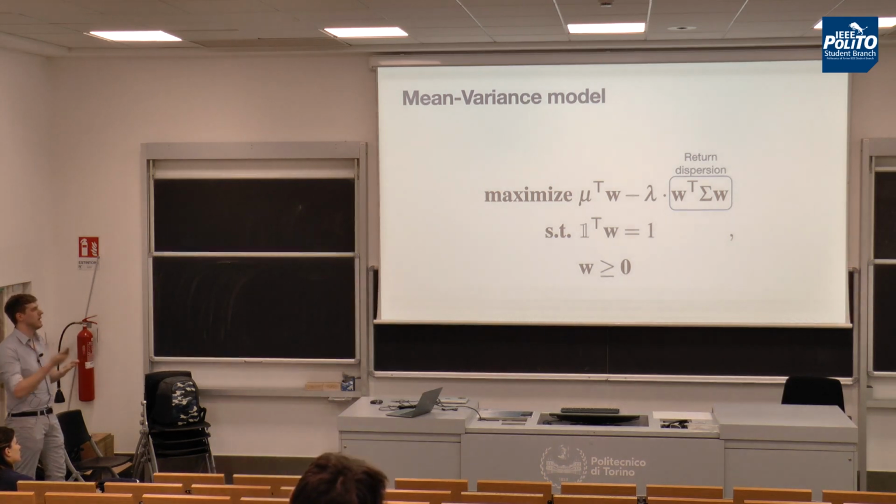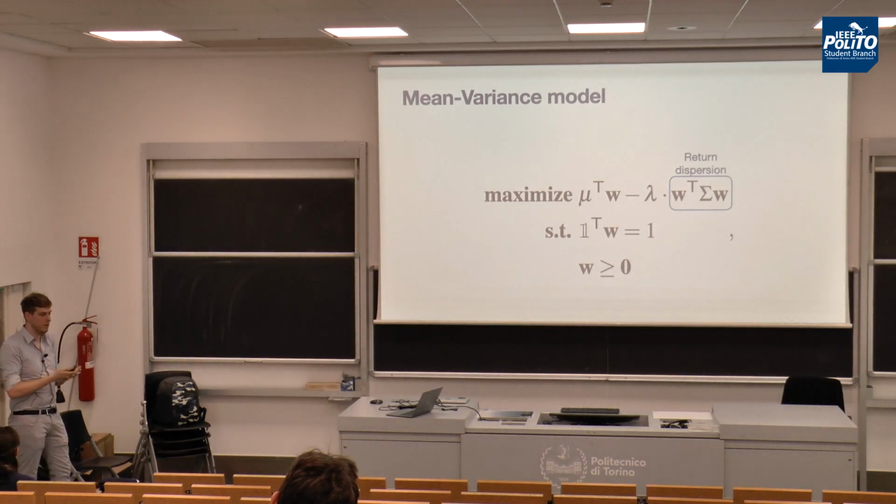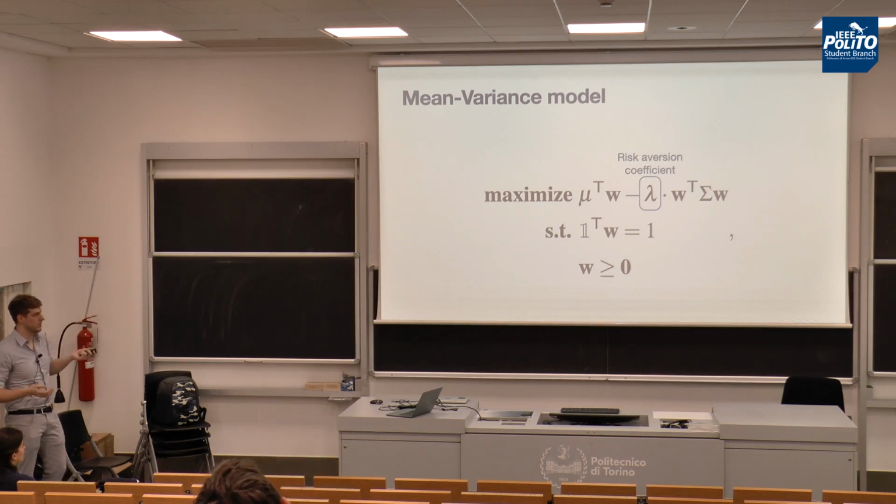Of course, the higher the return dispersion, the more risk is in the portfolio, because with higher variance you can have higher returns, but also bigger drawdowns. For this reason, we have the lambda, the risk aversion coefficient: the higher it is, the more averse to risk the portfolio is, because if you put it to 1, we are going to lose the second part of the equation.